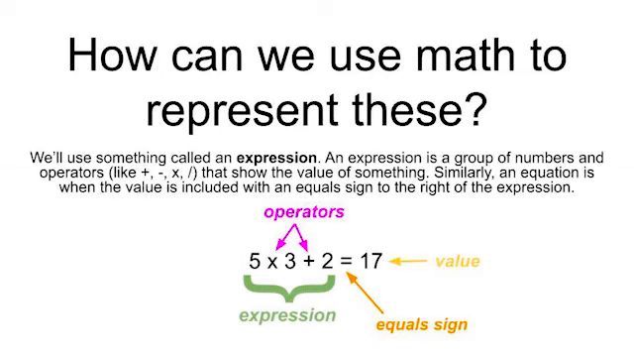Okay, on their own, right, these descriptions aren't that useful to us in a math context. But what if there was a way that we could use numbers to represent these descriptions so that they become more useful to us as mathematicians? It turns out that there is, and it's called an expression. An expression is a group of numbers and operators. Operators are your plus signs, your minus signs, etc., that are describing math operations like multiplication, division, subtraction, addition.